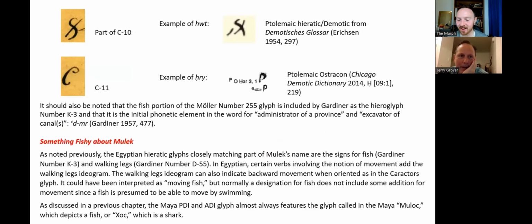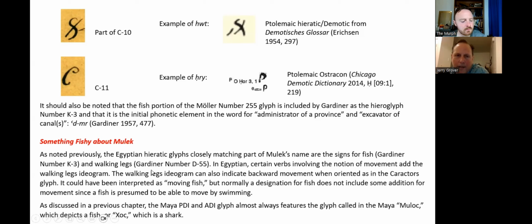Okay, so that's the name Mulek. And that walking fish is kind of a word for administrator of a province or something. It can also mean excavator of canals, which we'll get into. So it actually makes sense. The walking fish is not really part of Mulek's name, but it's a title for him. We know he wasn't a king, but he existed as some sort of leader, so he's probably like a vassal king. So this glyph would have been perfectly appropriate for what he did in the Book of Mormon. Does that make sense?